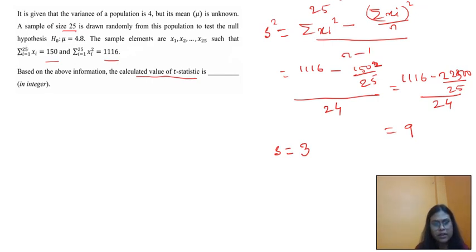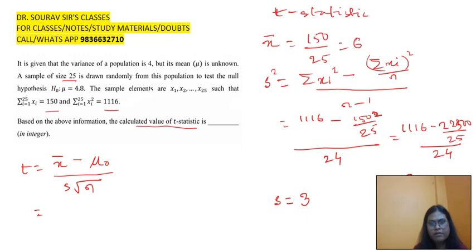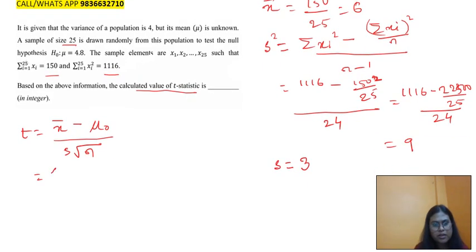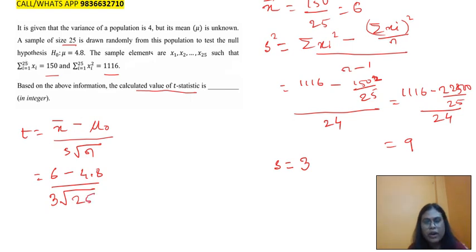Okay, so now the t statistic. T equals sample mean x bar minus mu naught, our null hypothesis value, divided by the sample standard deviation s over root n. So x bar we have 6, minus mu naught, which is 4.8, divided by the sample standard deviation 3 by root over n, 25.